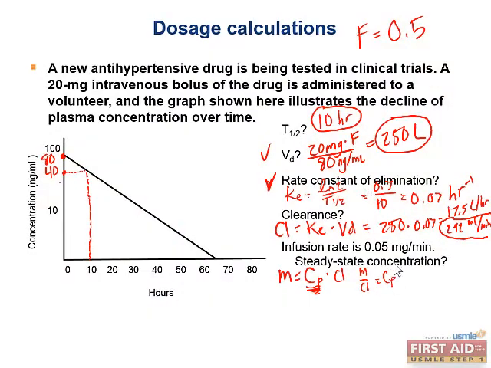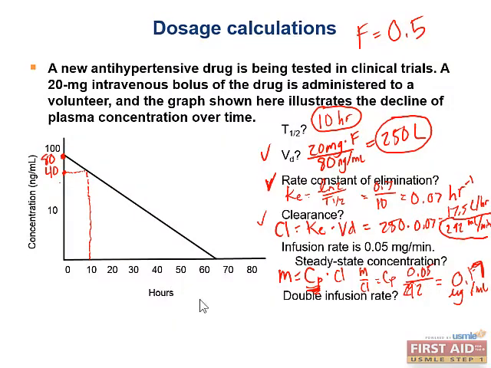plasma concentration. Well, our maintenance dose is 0.05. Our clearance, we just calculated, was 292 milliliters per minute. Remember, I'm leaving off units. So 0.05 milligrams per minute divided by 292 milliliters per minute. That will give us a steady state concentration of 0.17 micrograms per milliliter. Okay, so 0.17 micrograms per milliliter.